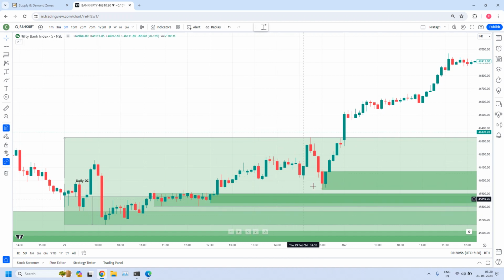In both the 75s we have 15 minute zones. In both those 15 minute zones we have 5 minute zones. This is one 5 minute zone, fine-tuned. This is the fine-tuned zone. And this is the one we fine-tuned. Now let me delete all the remaining ones. Only fine-tuned zones will remain on the chart.